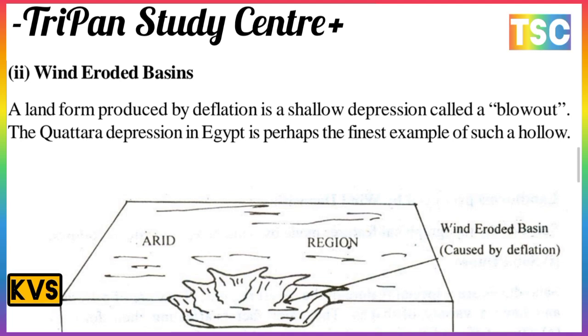Here is an important diagram showing the wind eroded basins. The eroded regions and wind eroded basins are caused by deflation. This picture shows a hole in the region caused by deflation.